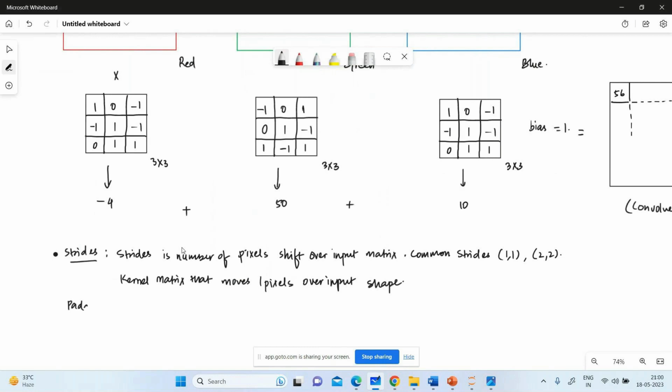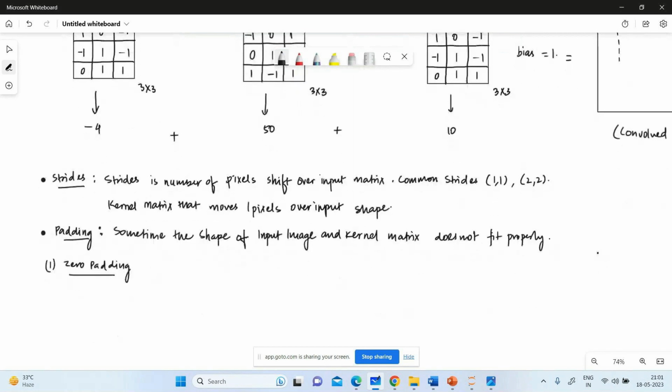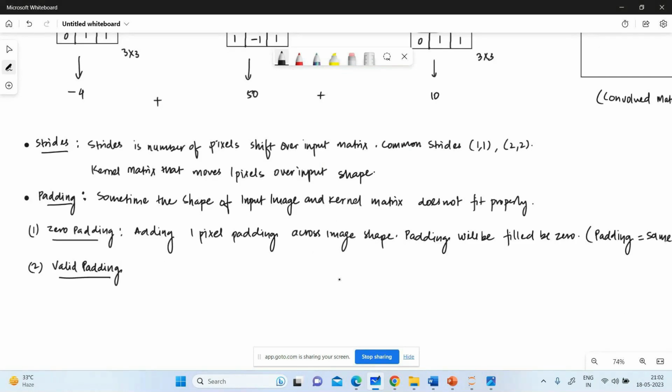Next, we need to understand padding. Sometimes the shape of the input image and kernel matrix do not fit properly. This is my second part, padding. There are two types of padding. First is zero padding. In this case, around the image, a zero pad is added, 1 pixel around the image. I'll show you what it means. So adding a 1 pixel pad across the image shape, the padding will be filled with 0. Padding equals same. Valid padding.